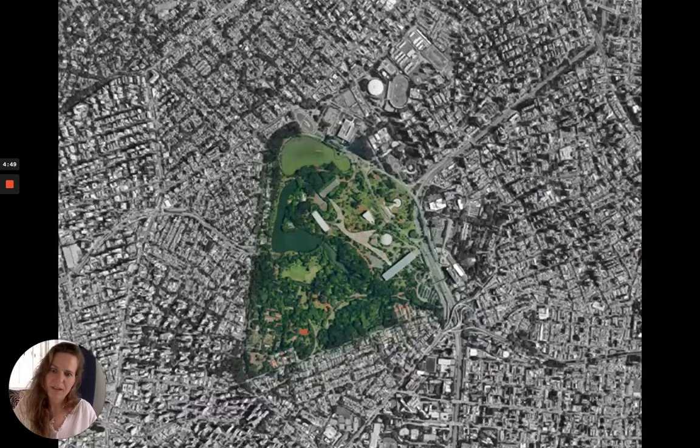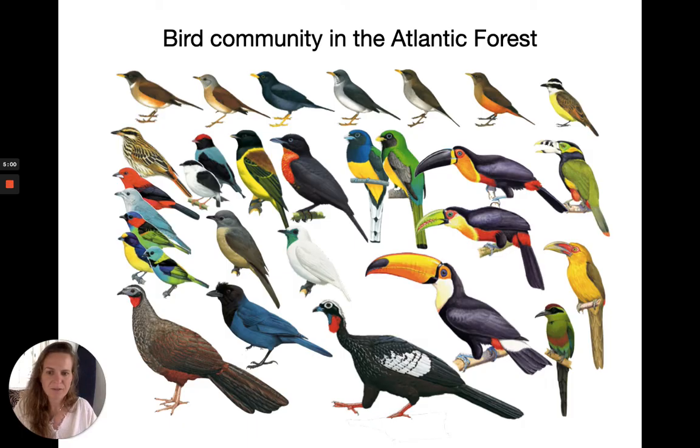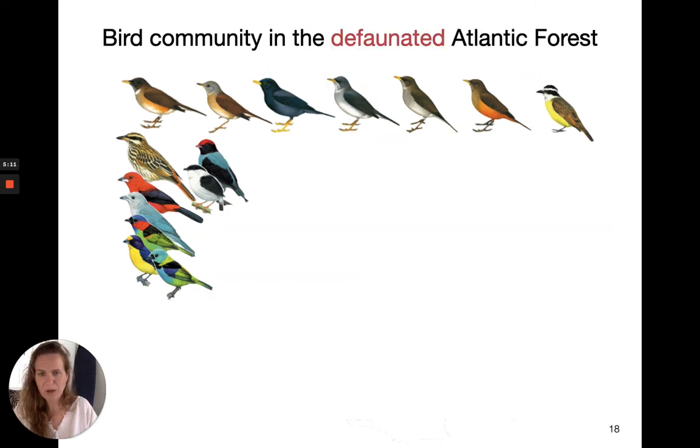And we also have more harsh surroundings, such as this one, in which the fragment is indeed in a very urban area. In terms of the fauna, this is what we would expect to see in a pristine community. So this variety of shapes, colors, functions. But when we go to a more disturbed area or a defaunated area, this is what we see. So a very reduced subset of the original community.